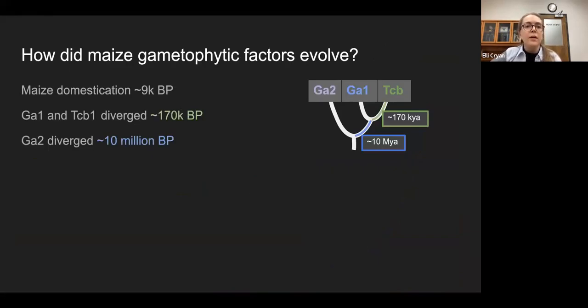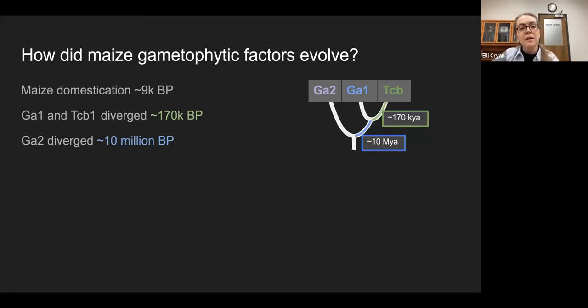One thing we already knew, from a few published reference examples of GA1 and TCB1 and some information about GA2, is that GA1 and TCB1 have very similar gene sequences and GA2 seems to be the outgroup. If we think about a timeline of when these might have evolved based on sequence dissimilarity, there's a previously published estimate that GA1 and TCB1 diverged about 170,000 years ago, which is much earlier than maize domestication, about 9,000 years ago. That calls into question whether these barriers are actually acting in any way that would create a species separation between teosinte and maize.